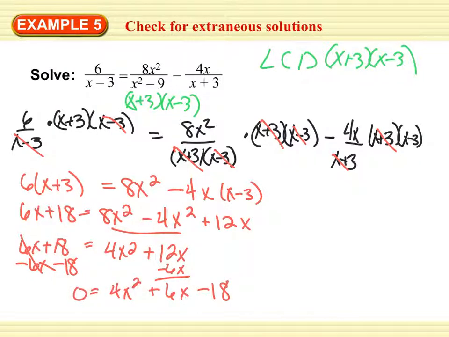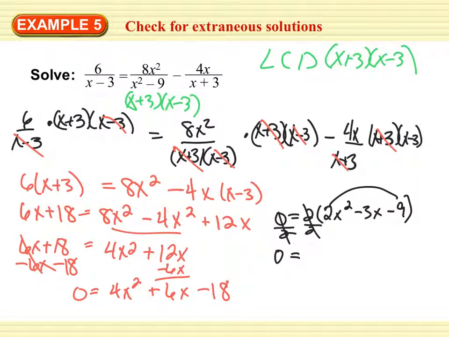Looks like I can factor out a 2. Why don't we do that and make our number smaller? So I'm going to factor out a 2. 0 equals 2 times 2x squared minus 3x minus 9. So I need, and then I'm dividing both sides by 2, two things that multiply to negative 9 and add to negative 3.